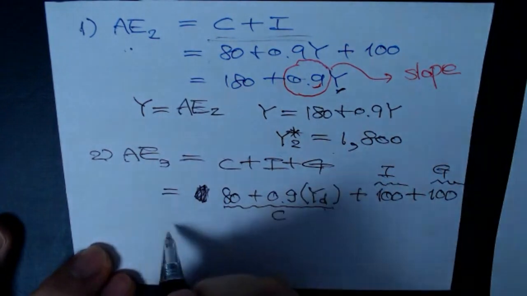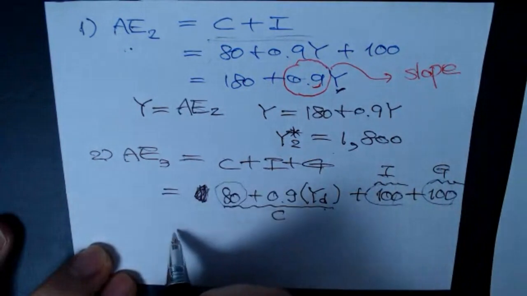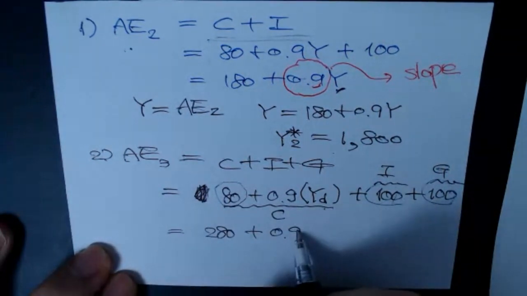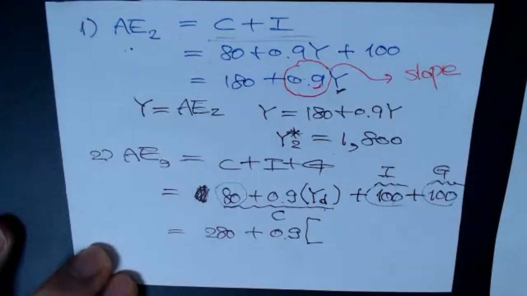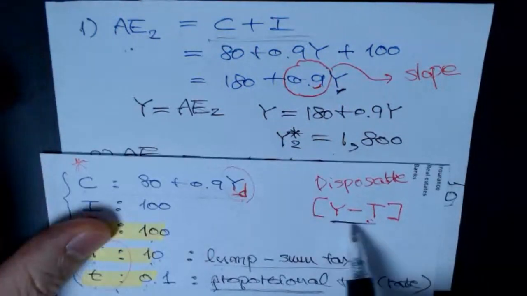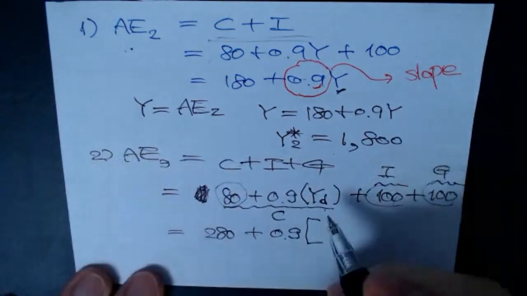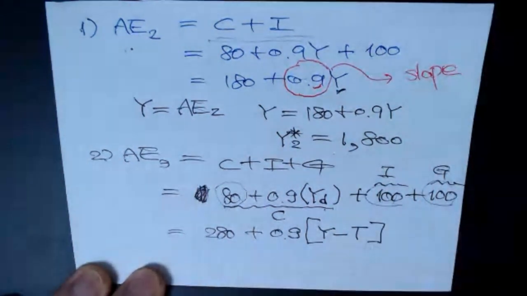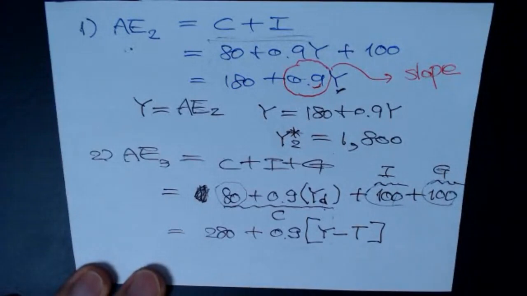Now, how can we deal with disposable income? Before that, we make this amount all together 280 plus 0.9, and we define disposable income in this way: Y minus T. So you put Y minus T like this instead of YD. So this is the disposable income.